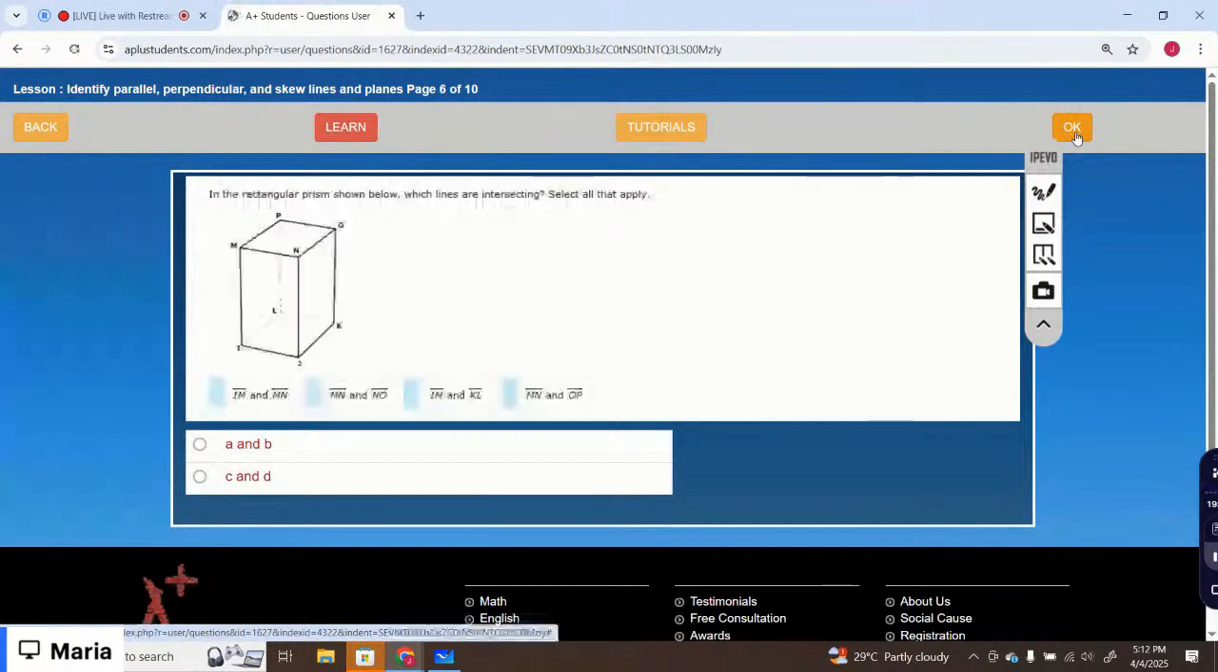In the rectangular prism shown below, which lines are intersecting? IM and MN are the intersecting lines. Now MN and NO are the intersecting lines. So A and B, option number 1 is the correct option. A and B are the intersecting lines.